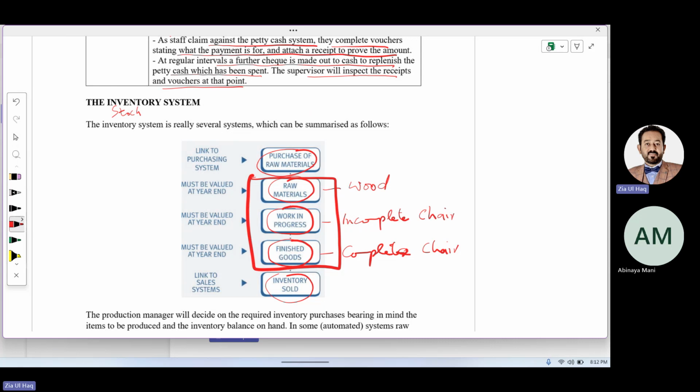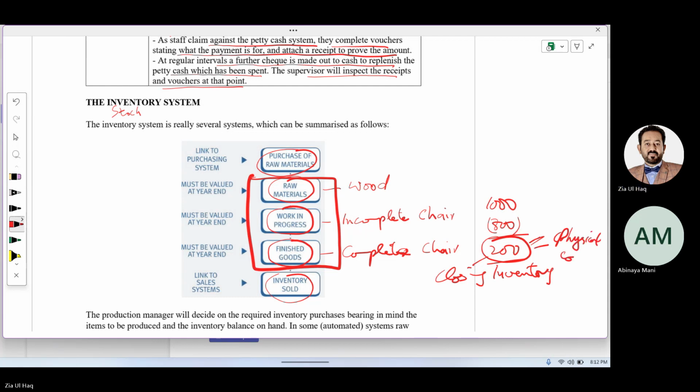And suppose the amount of all these three is 1,000. And out of 1,000, we have sold 800. So the remaining 200 will be called closing inventory. In the record, it's showing 200. But the company needs to verify whether we actually have 200 inventory or not. How? They should physically count the inventory in the warehouse. And then they should compare with the record whether we have 200 inventory in the warehouse or not.